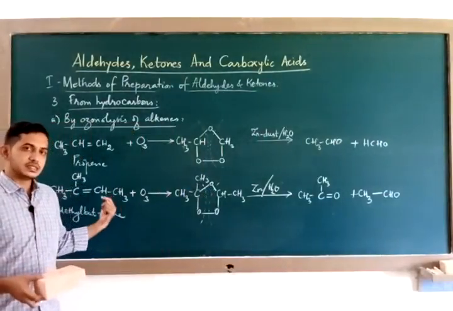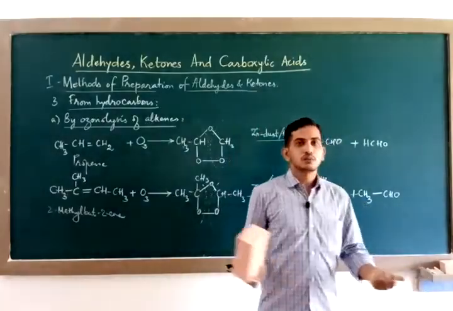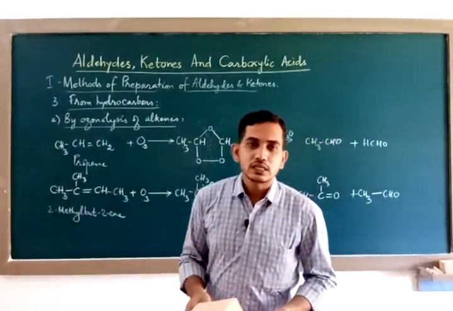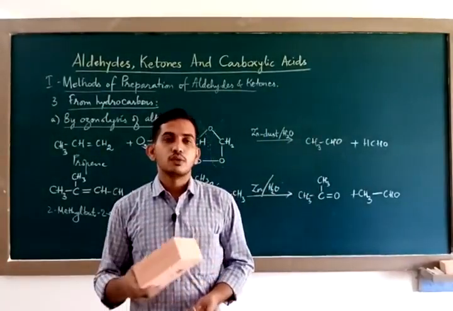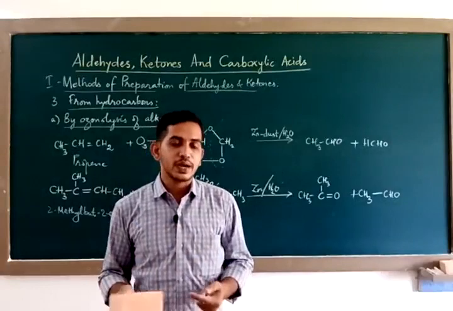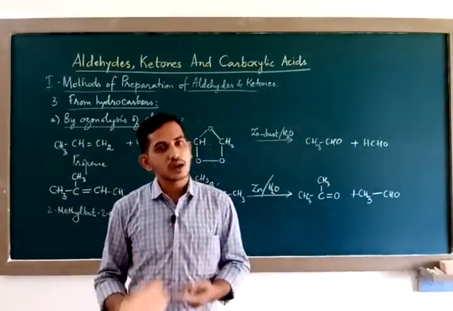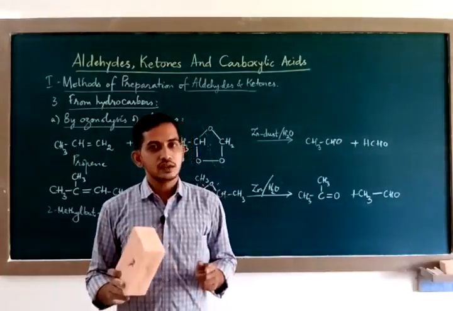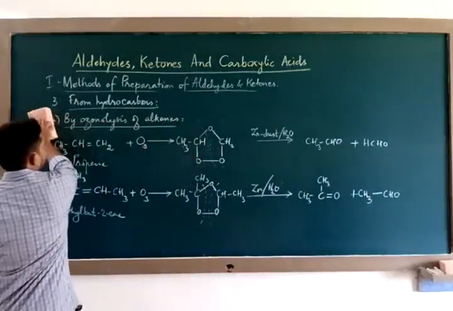If you choose branched alkenes, you will get a ketone and an aldehyde, or both ketones also. Therefore whenever alkenes are subjected to ozonolysis followed by hydrolysis with zinc and water, you will get either aldehyde or ketone or a mixture of both aldehydes and ketones. This was by ozonolysis of alkenes.